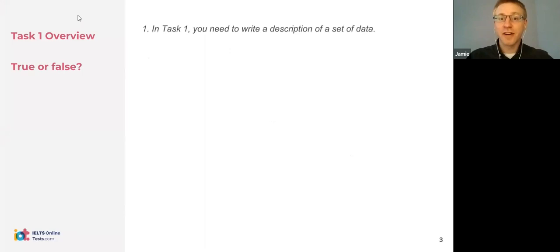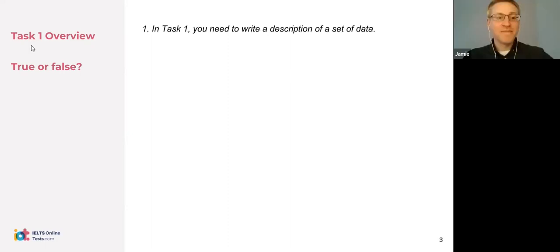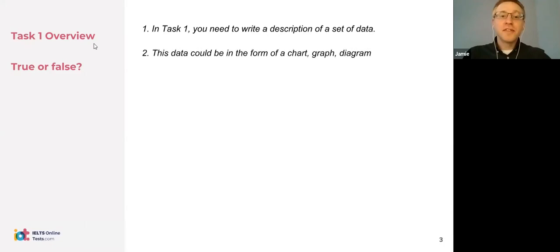In task 1, you need to write a description of a set of data. True or false? Okay, we're waiting for answers. Yeah, thank you, Rania. That's true. Yeah. Thank you, Nikunj. Okay. Excellent. Let's have a look at the second one. Number 2. This data could be in the form of a graph, a chart, diagram, or process. For number 2, is this true or false? Very good. We're seeing lots of true responses there.